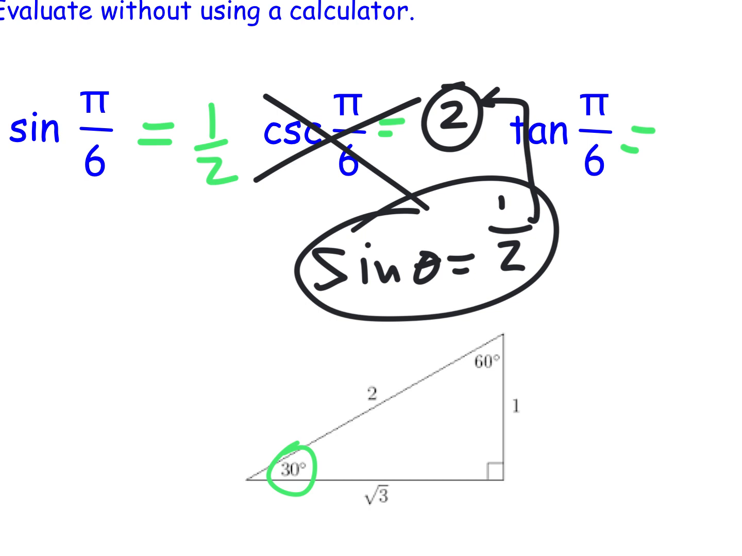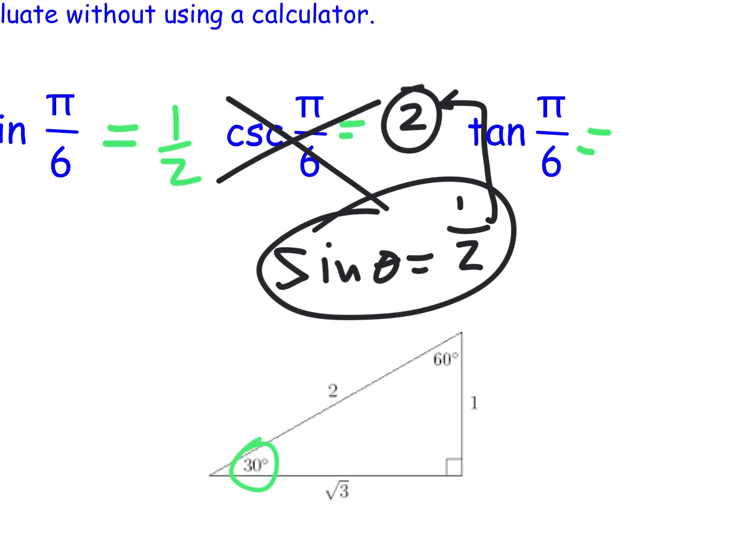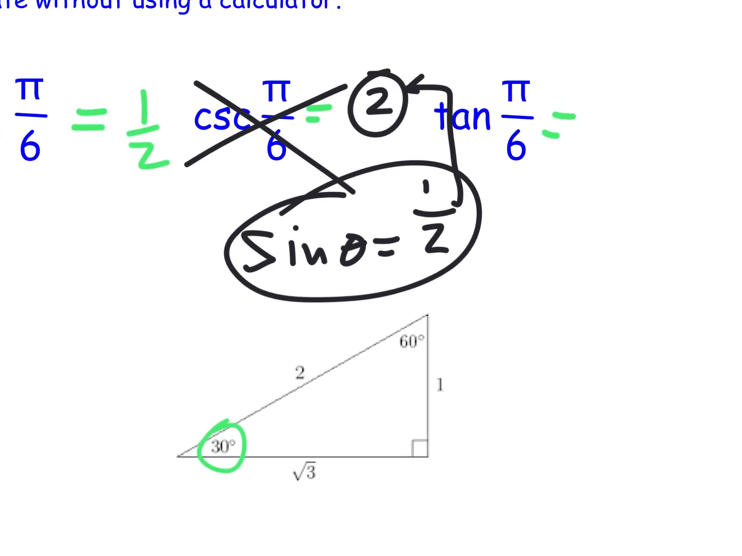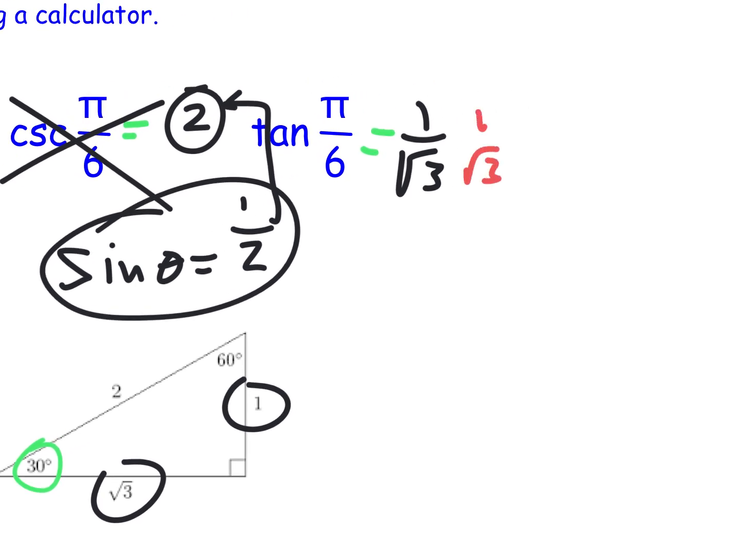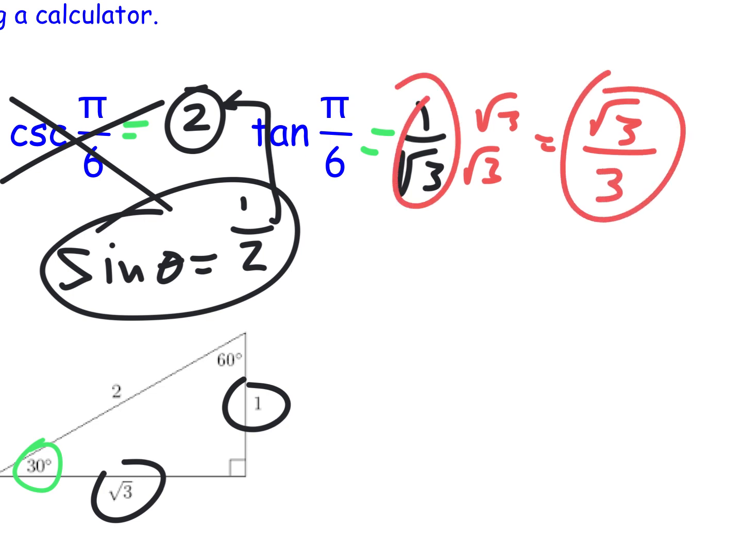Tangent of pi over 6. It's like TOA. Row 1, person 2. TiVo, that's you. So TOA, opposite over adjacent, 1 over root 3, and there's probably somebody out there who did this. You don't have to, but you would add root 3 over square root of 9, which is 3. That or that. Okay, move on.